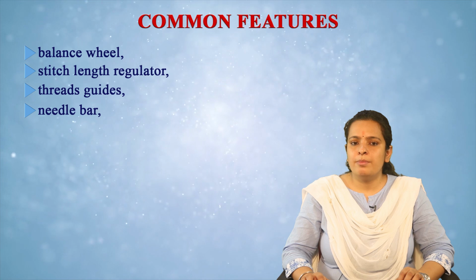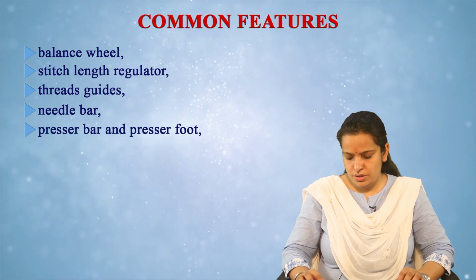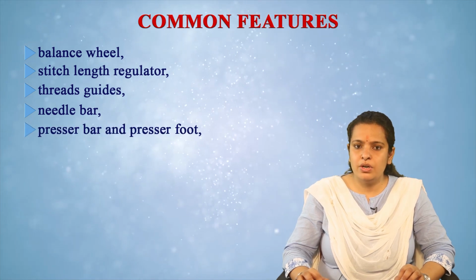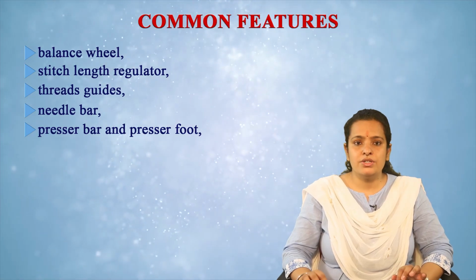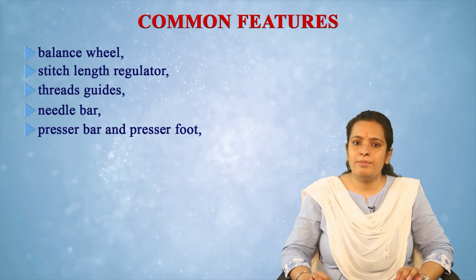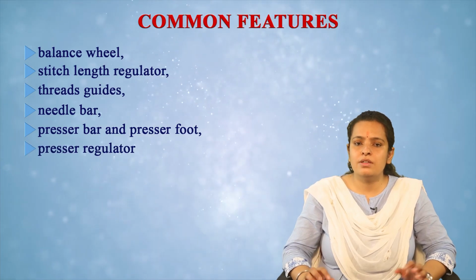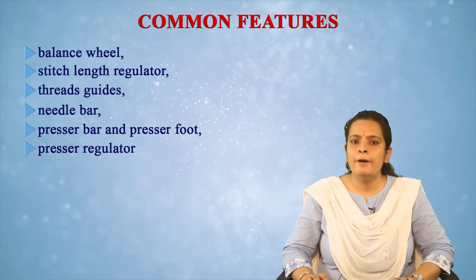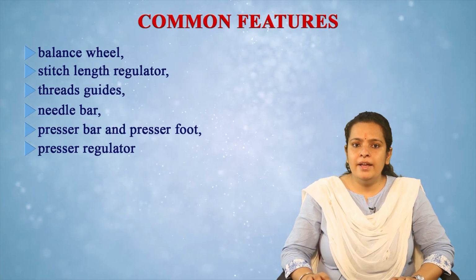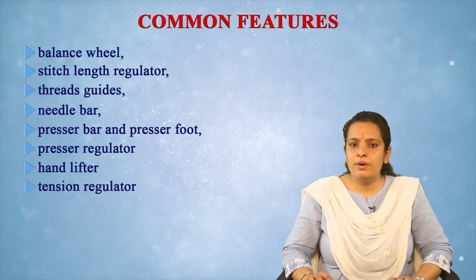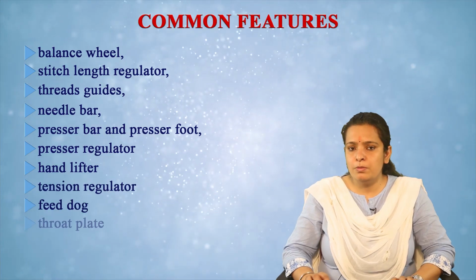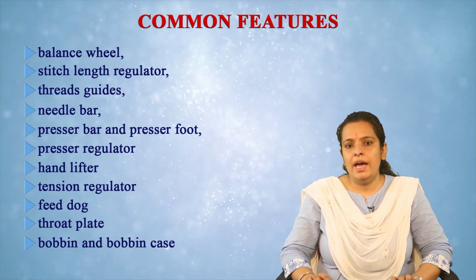And we have the pressure bar and the pressure foot. So the pressure bar and pressure foot are used for the stitching and stitch regulation. Then we have the pressure regulator, which regulates how much pressure should be there for the needle and the thread. Then we have the hand lifter, the tension regulator, feed dog, throat plate, and bobbin and bobbin case.